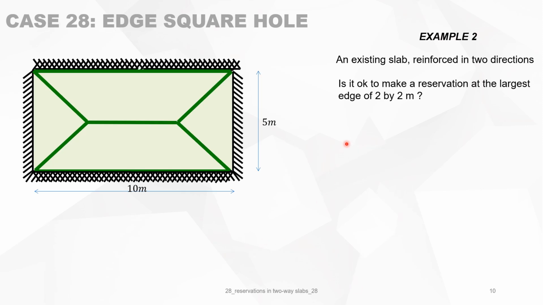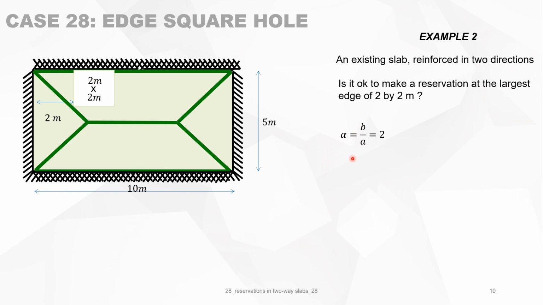Second example of an existing slab, reinforced in both directions, top and bottom reinforcement are equal. We do not know the amount of reinforcement nor the original load the concrete slab was calculated for. Now we wonder, is it possible to make a rough reservation in it for a ventilation shaft of 2 by 2 meters?